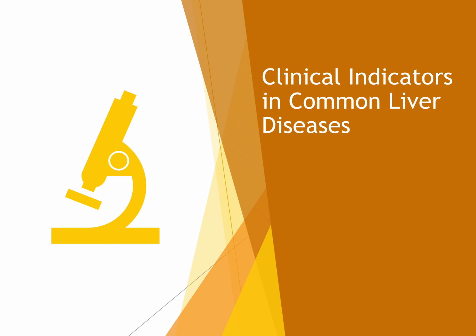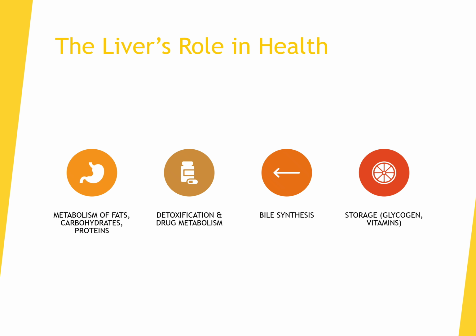Welcome, everyone. Today, we'll dive into how the liver tells its story through lab values. As MLS students, you're the detectives, and clinical indicators are your clues to uncovering what's happening inside this remarkable organ. Think of the liver as the body's chemical factory. It processes nutrients, filters toxins, and keeps our metabolism running smoothly. When it's injured, these functions get disrupted, and those disruptions show up in the lab.